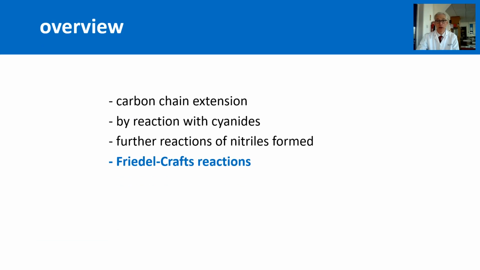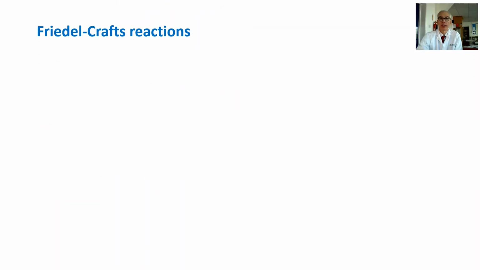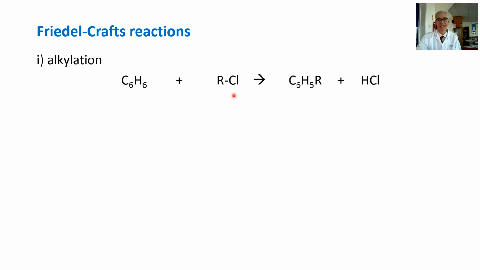Moving on to Friedel-Crafts reactions, which is the formation of carbon-carbon bonds in the context of benzene chemistry. Our first one, you may recall, is alkylation, which involves a benzene and a haloalkane. So a very simple substitution pattern. One of the hydrogens from the benzene ring leaves and forms hydrogen chloride with the chlorine from the haloalkane, and the alkyl group is substituted into the benzene ring.